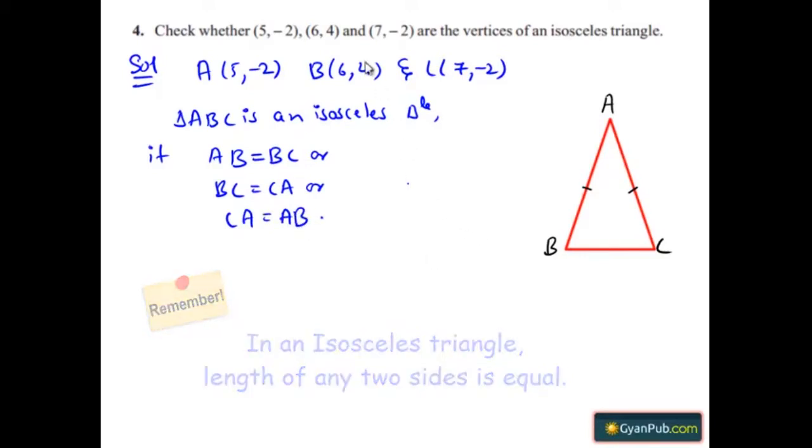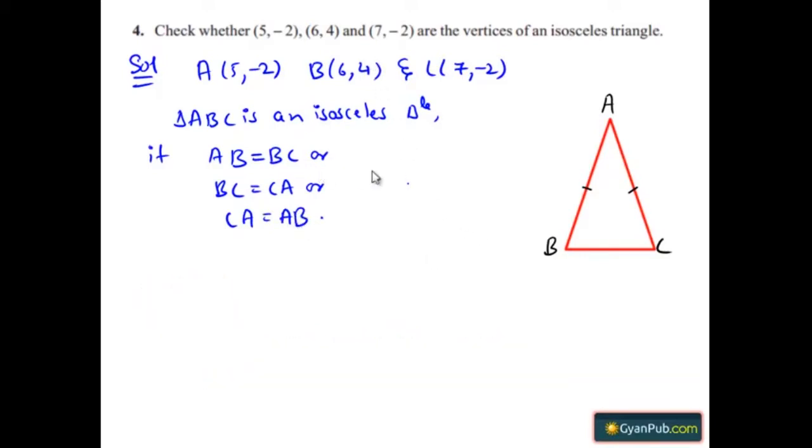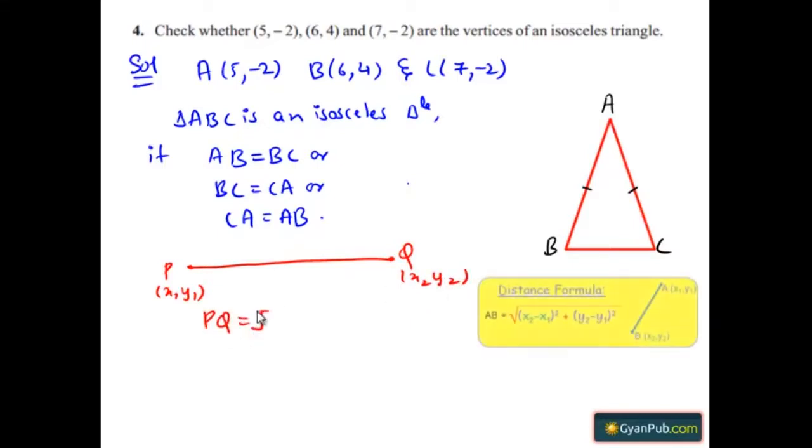For checking whether the points represent the vertices of an isosceles triangle or not, we need to find the distances AB, BC and CA. We know that the distance between two points P(x1, y1) and Q(x2, y2) is given by PQ equals under root of (x2 minus x1) whole square plus (y2 minus y1) whole square.